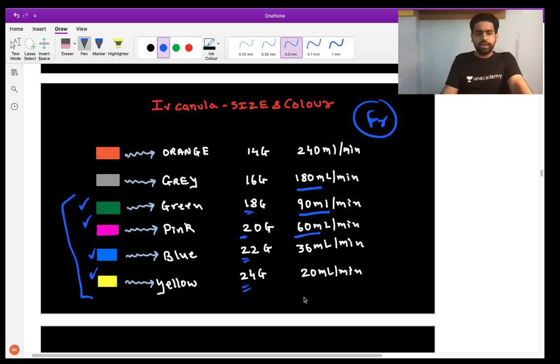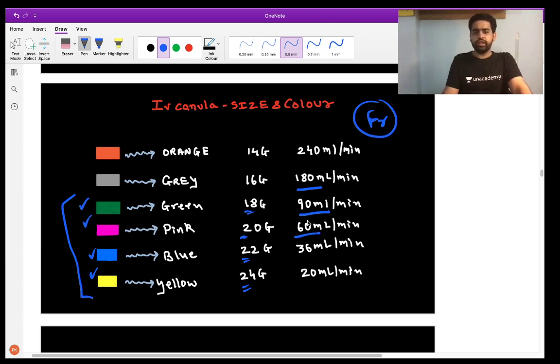So yellow is for the pediatric population, blue you may use in very lean, thin females, or maybe in childhood or something like that. Pink is something which we use routinely, and green when you have to go for a massive transfusion or a lot of fluids to be given. So I will suggest that rather than remembering a mnemonic for this, you should try to remember the colors only. That will be easier. Just remember them in the sequence and then you can figure it out.